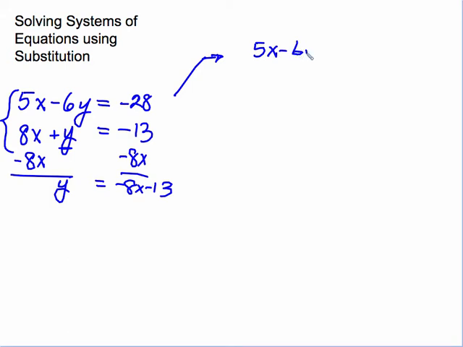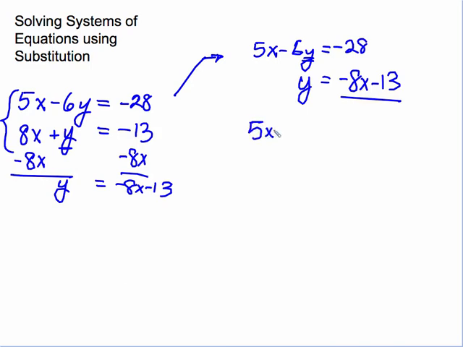5x minus 6y equals negative 28. And we'll use our new second equation, y equals negative 8x minus 13. We can substitute negative 8x minus 13 in for y, and then solve. So we would get 5x minus 6 times, and then we substitute negative 8x minus 13. That has to equal negative 28.